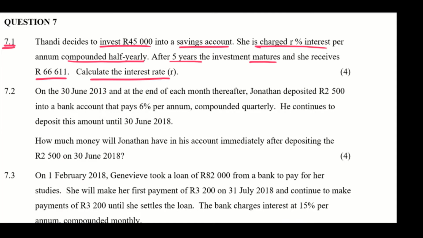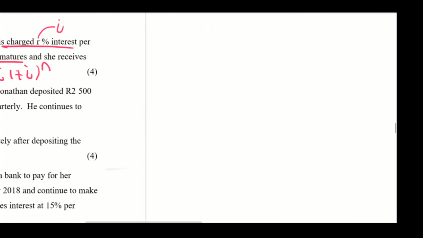So we know that this is a compound formula. First of all, A is equal to P into 1 plus i to the power of n, right? And what we need to remember is this was the investment, so this is P. And this was the accumulated amount, so this is A, and the interest rate that is required is going to be i, and the investment was for 5 years, so this is going to be n, right? So you're just going to substitute everything in the formula.